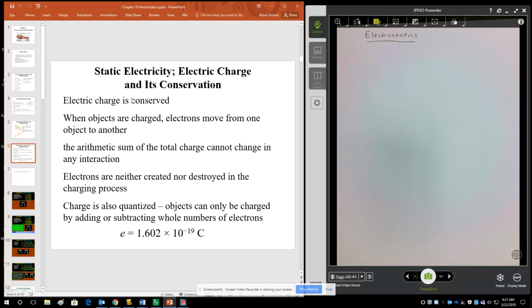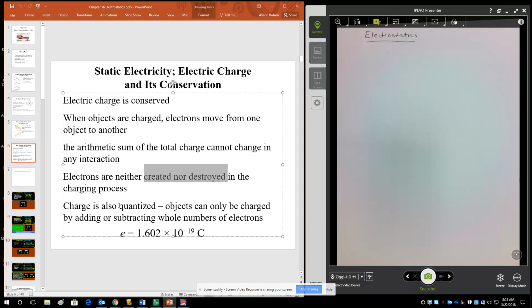So that word conserved we've used before in terms of energy. We said that in total, energy is not created or destroyed, but it can change forms and change from one system to another through work. Electrons are also conserved in a charging process. Electrons are neither created nor destroyed in the charging process.